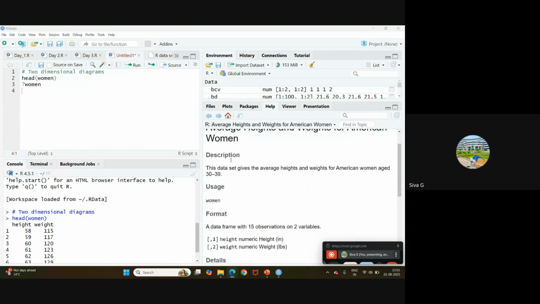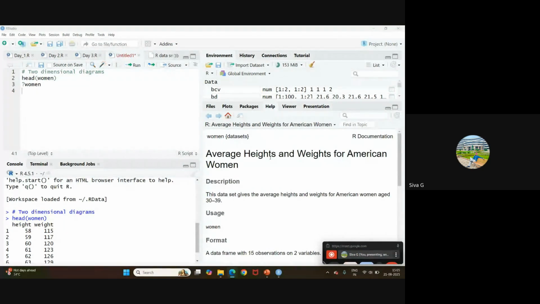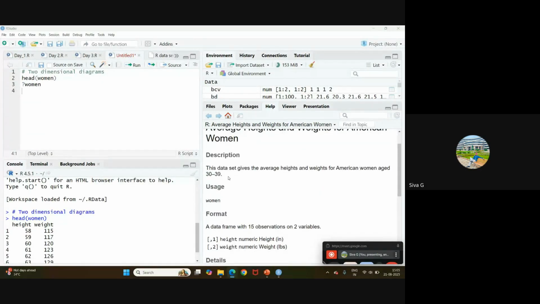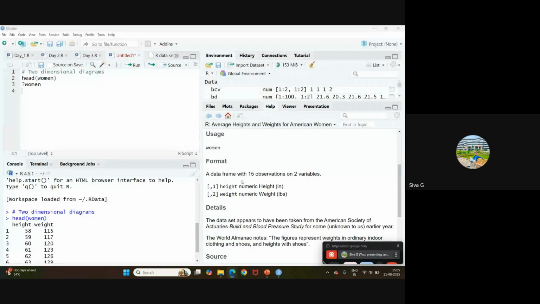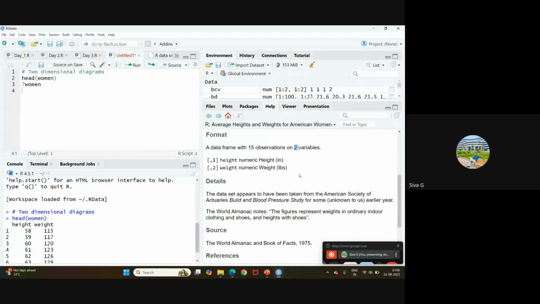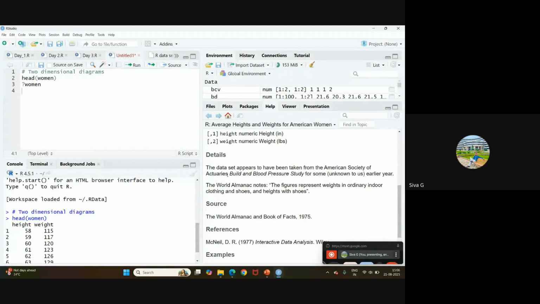See this one data set. Average height and weight for American women. This data set gives the average heights and weights for American women aged 30 to 39. Okay, fine. Data set is having 15 observations, only 15 observations on two variables. Okay, well, this is very small data. Okay, fine. We'll go with this.